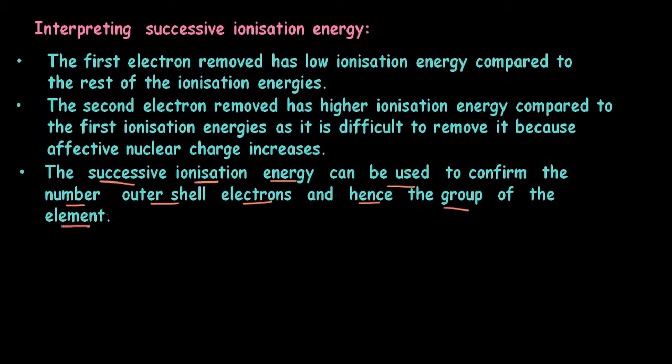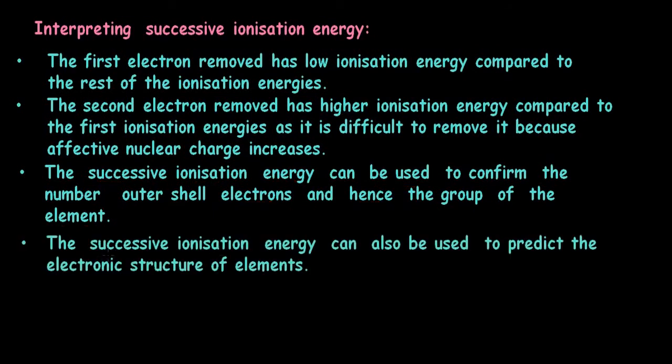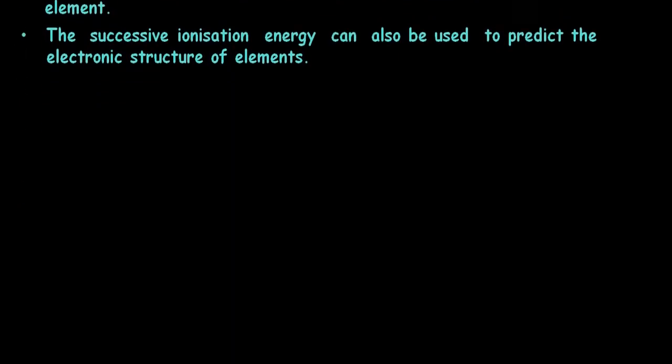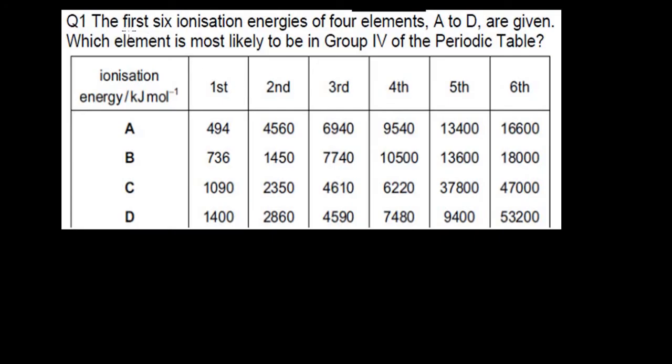This we have already studied in the case of carbon. And hence the successive ionization energy can also be used to predict the electronic structure of the elements. Let's understand this with the help of an example. This example says that the first 6 ionization energies of 4 elements, A, B, C and D, are given here. Now the question is, which element is most likely to be in group 4? As we know, from the successive ionization energies we can predict the group number.